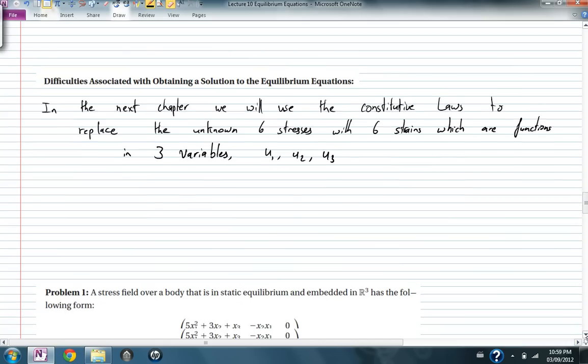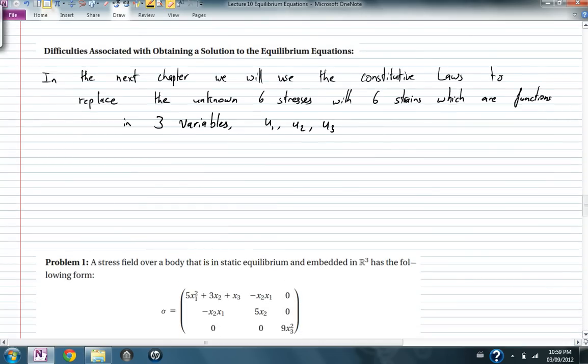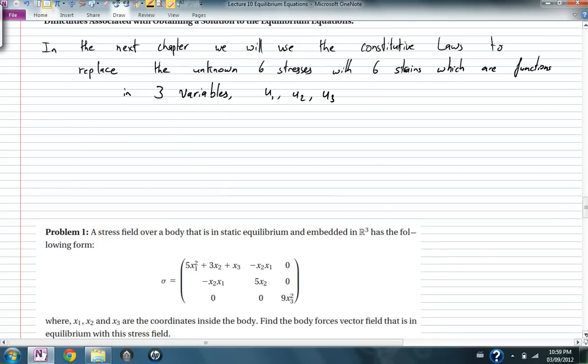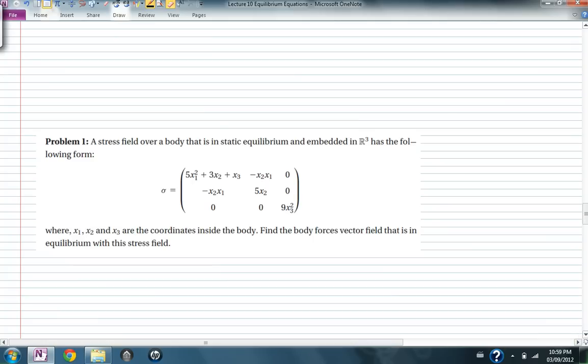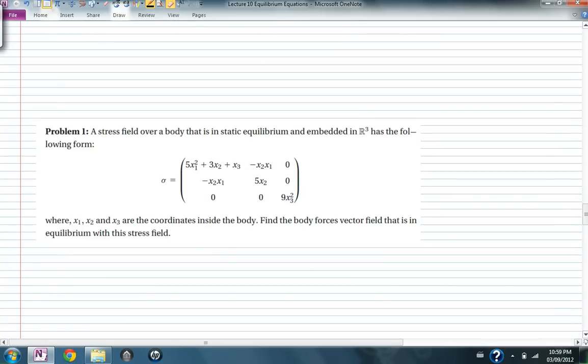But for now, for the remaining part of this chapter, we're going to show 3 problems showing how we can use the differential equation of equilibrium. Usually, in order to solve the differential equation of equilibrium in its current form, we have to introduce very severe assumptions or restrictions to be able to reduce the number of unknowns and solve and find some of the stress components.